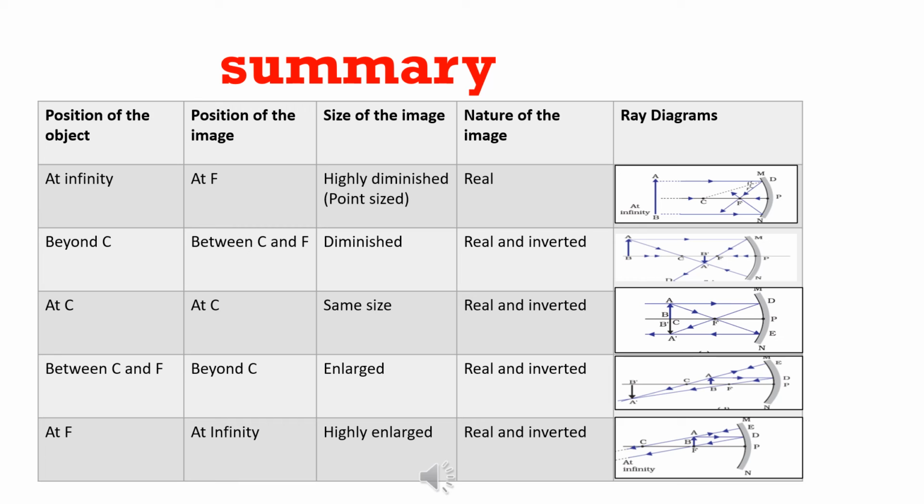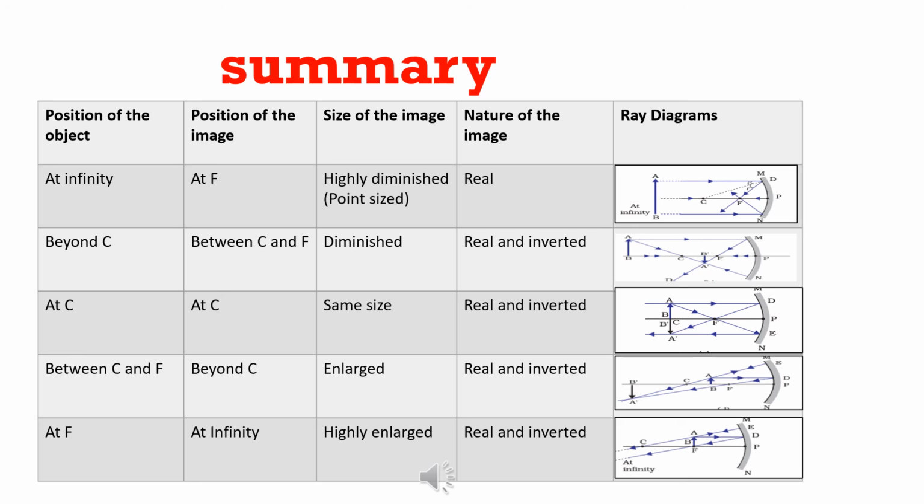When the object is at infinity, image is at F. When the object is at F, image is at infinity. Then, when the object is beyond C, image is between C and F. When the object is between C and F, image is beyond C. When the object is at C, image is also at C. And in all cases, real inverted images are formed.